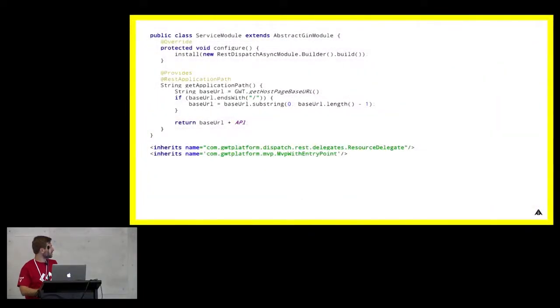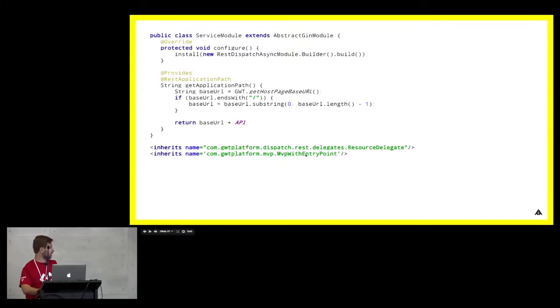So this is basically in a service module that includes the two things that you need to set up. Well, first you need to install the REST dispatch async module, and then you need to bind the host page to the REST application path, which will be used in the class generated for REST dispatch.